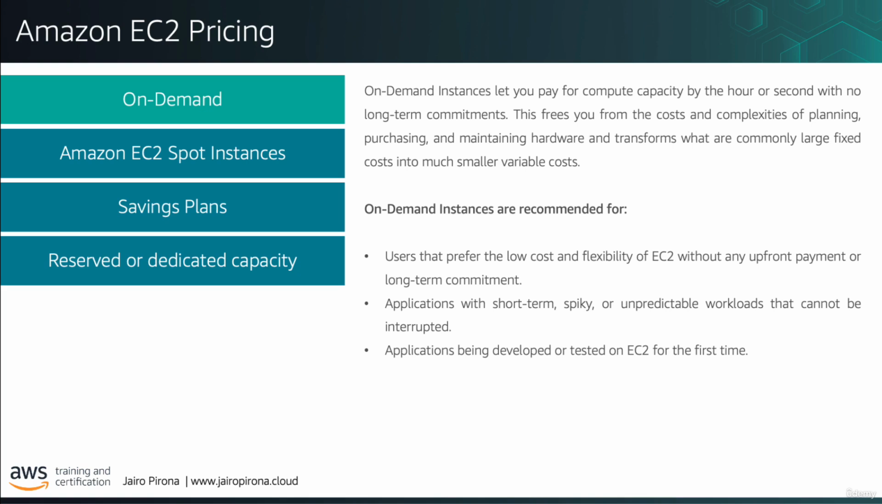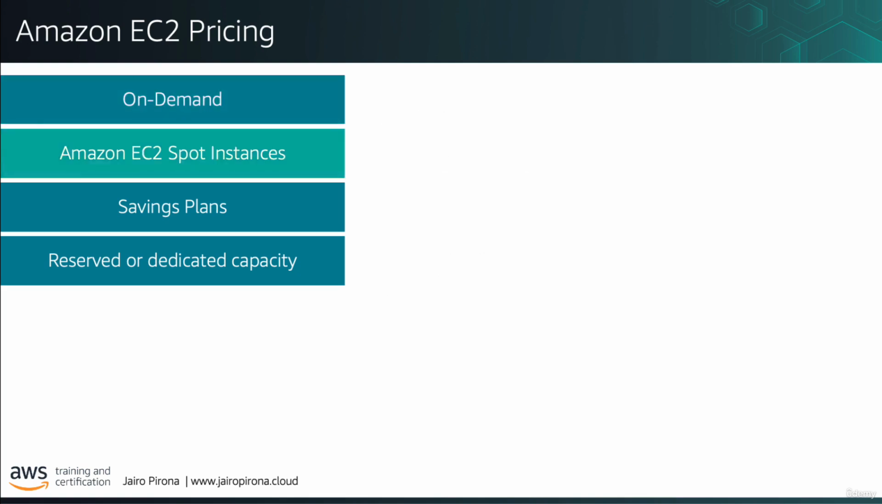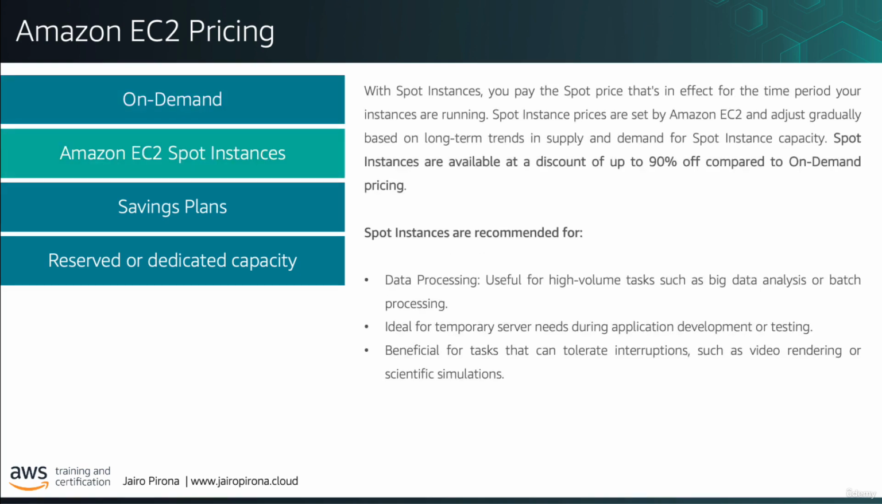This pricing model is especially useful for temporary, short-term projects or where you do not have a clear idea of the amount of resources and time you will spend on your projects. Amazon EC2 spot instances allow you to leverage unused compute capacity in the AWS cloud at a discounted price of up to 90% compared to on-demand pricing.